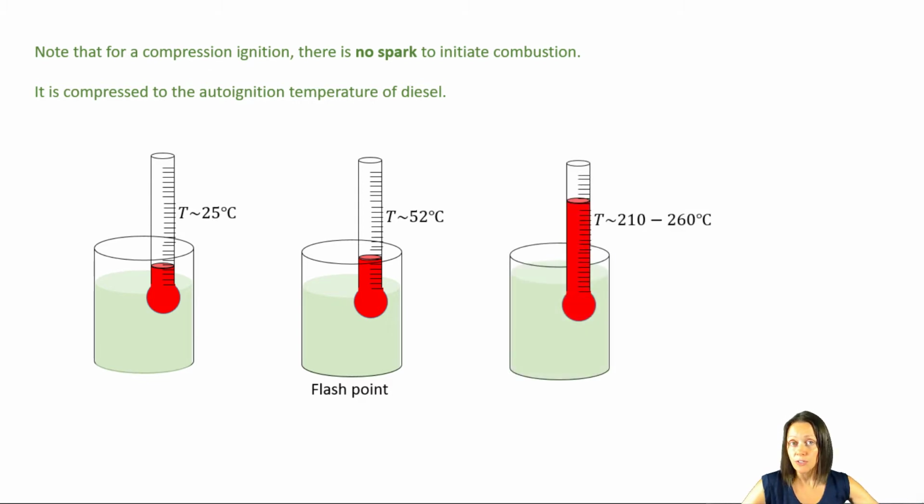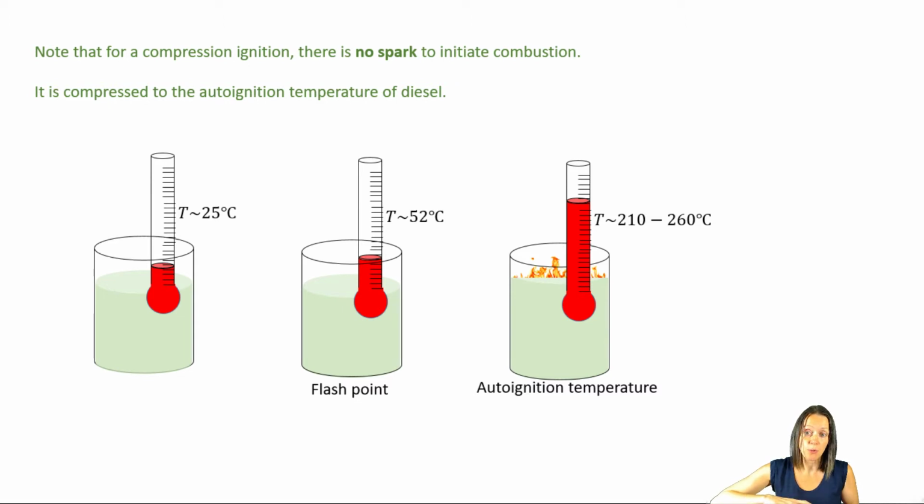Now, if we continue to heat it up to around 210 to 260 degrees Celsius, this is around where the auto-ignition temperature of diesel fuel is, and it would all of a sudden spontaneously ignite, or auto-ignite, or spontaneously combust. So that's the idea behind a diesel engine. You compress the air so it's at such a high temperature that when you inject the fuel into that high temperature environment, it automatically combusts.